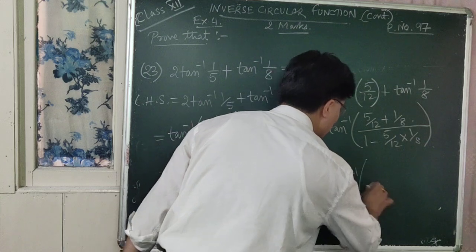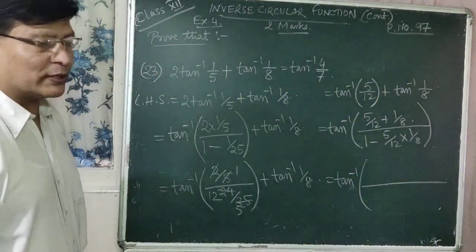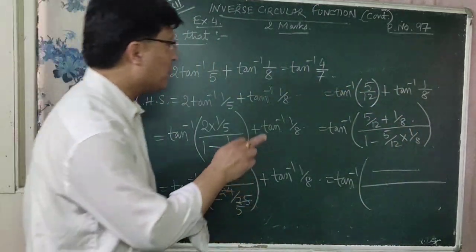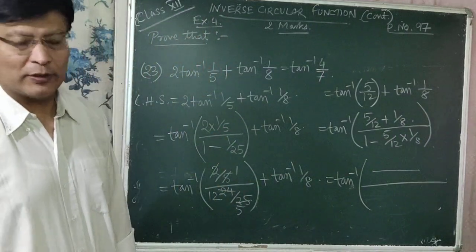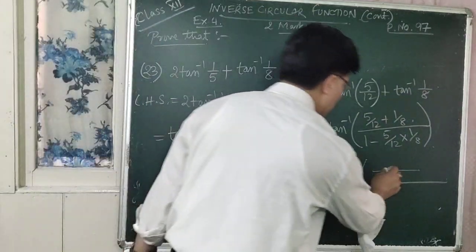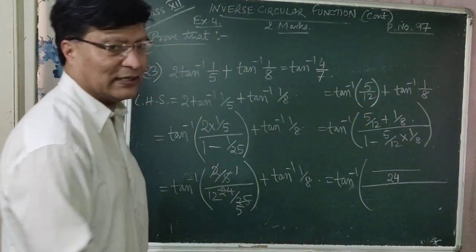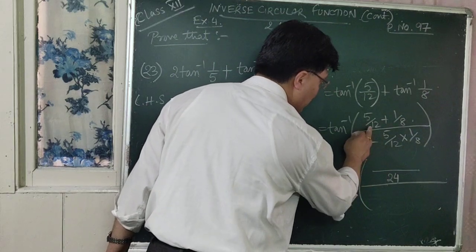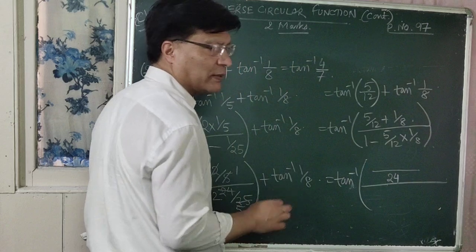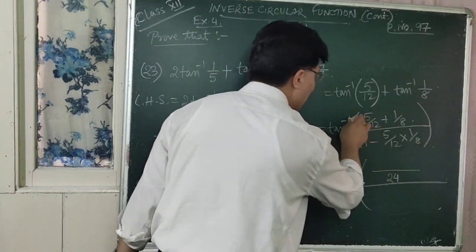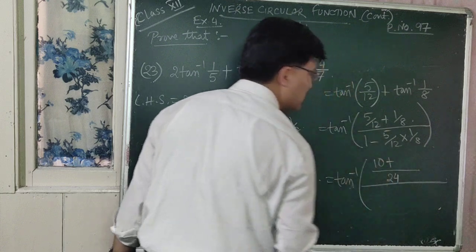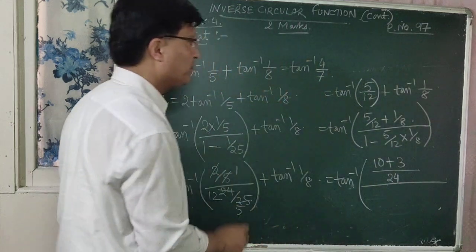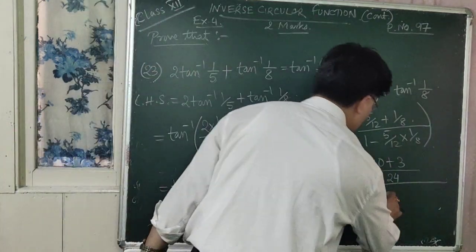Tan inverse within bracket. Now in the numerator, what's the LCM of 12 and 8? Can you tell me? You know how to find the LCM, isn't it? So it will be 24. 24 divided by 12 is 2. 2 5s are, now multiply by 5 here, 2 5s are 10 plus. Divide 24 by 8. It is 3 times. 3 into 1 is 3. Right? So divided by.